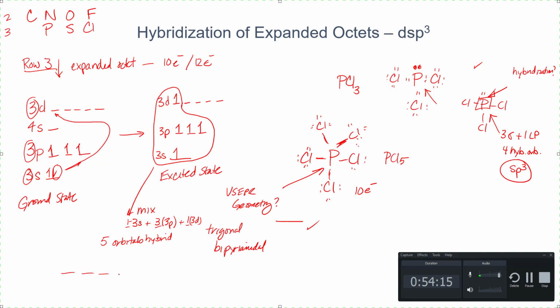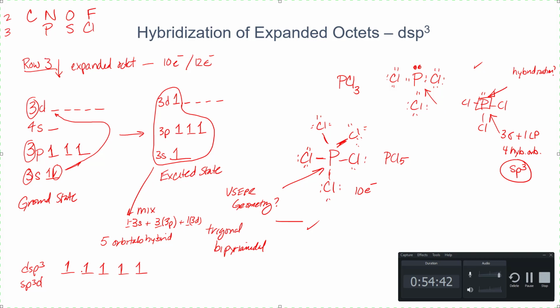1, 2, 3, 4, 5. What am I going to call them? I'm going to call them dsp3. You can call them sp3d. I don't honestly care, although I think technically d should come first, but it doesn't matter to me. Each one of those dsp3 hybrid orbitals is going to have 1 electron in it.